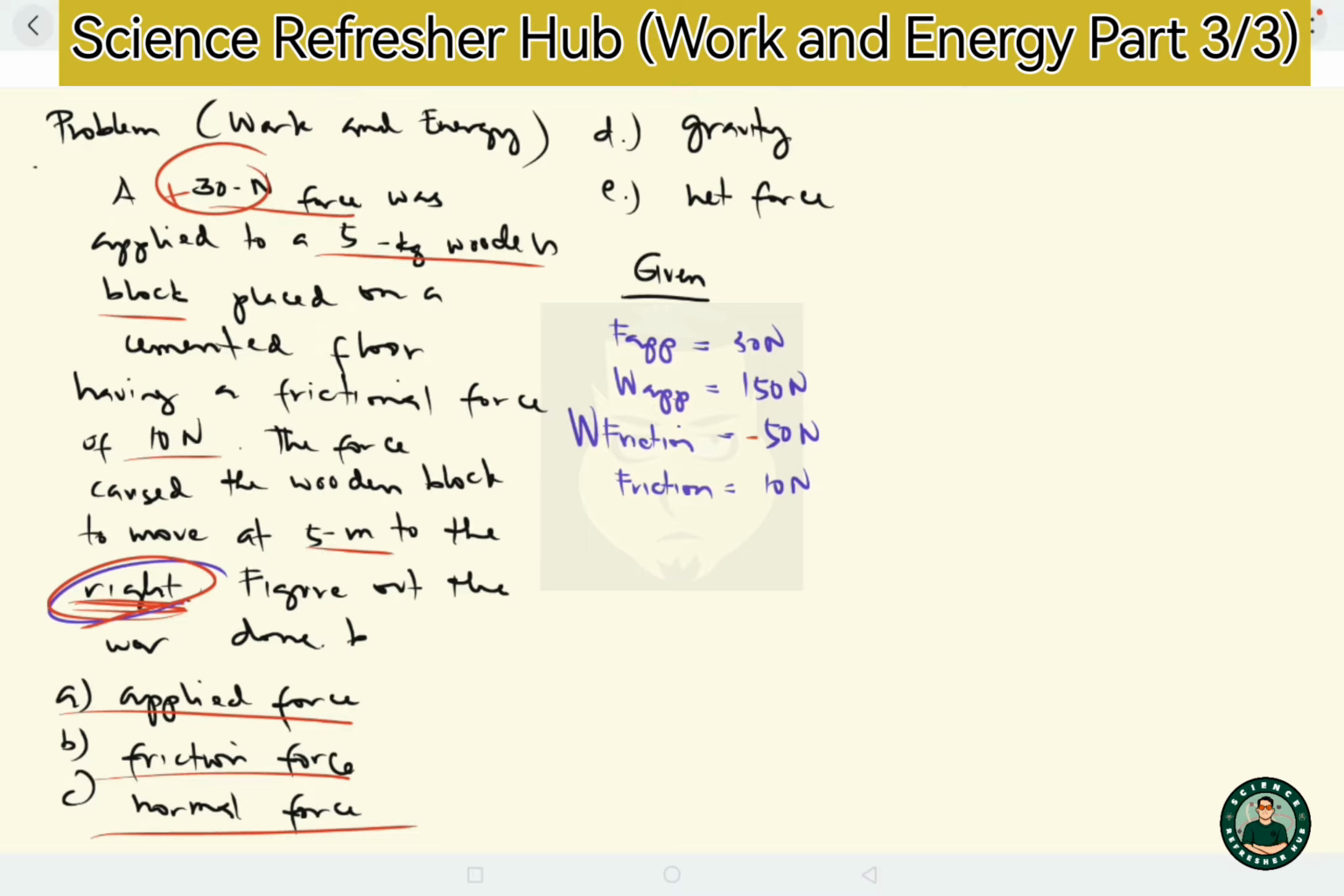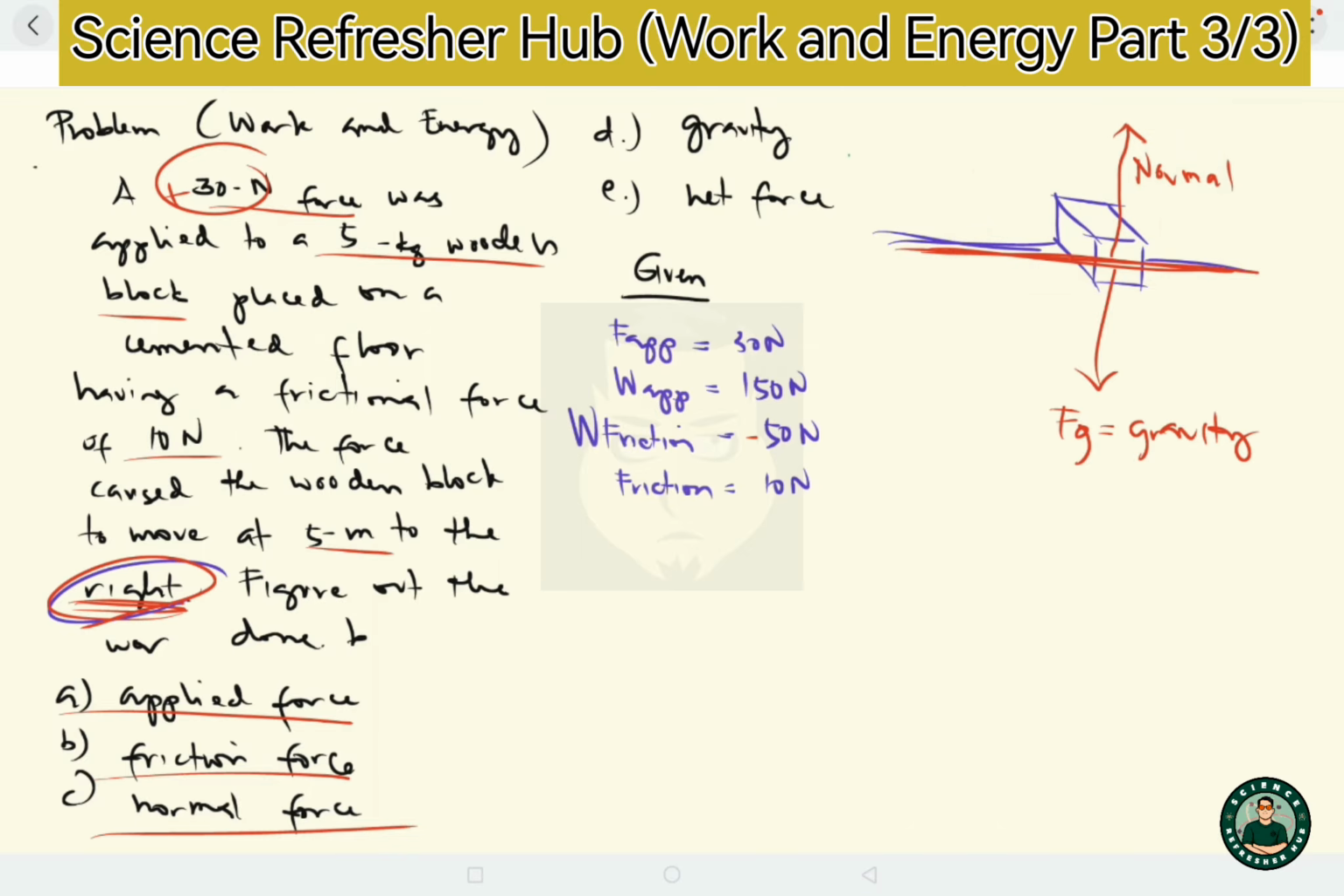Now, let's have the normal force. Remember, when we are talking about forces, if we have a box on the ground, this will be influenced by a downward force of gravity. And of course, we have a force that is always perpendicular to the ground. So when we say perpendicular to the ground, we have an upward force. And that's what we call the normal force.